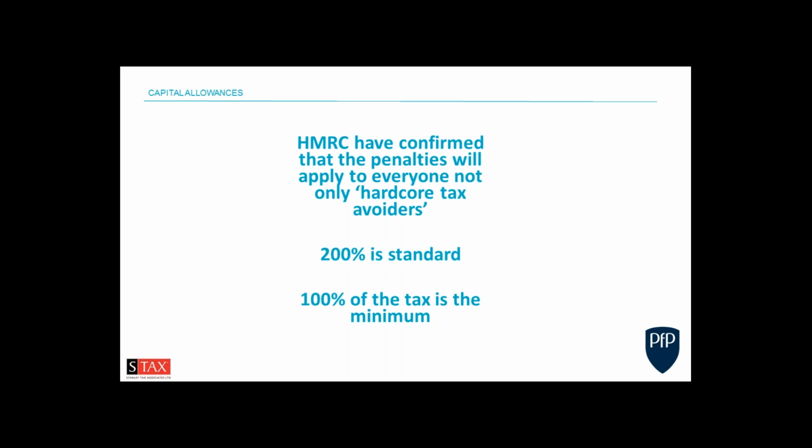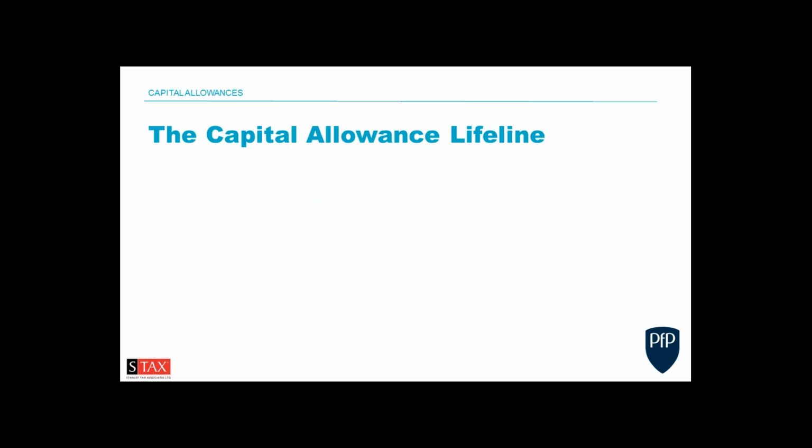200% is the standard. This may be reduced to 100%, which is still pretty brutal as it goes, dependent on conduct or quality of information provided during the inquiry process. 100% is still obviously an absolutely horrific penalty to be facing. So, I hope that's obviously got everybody's attention.